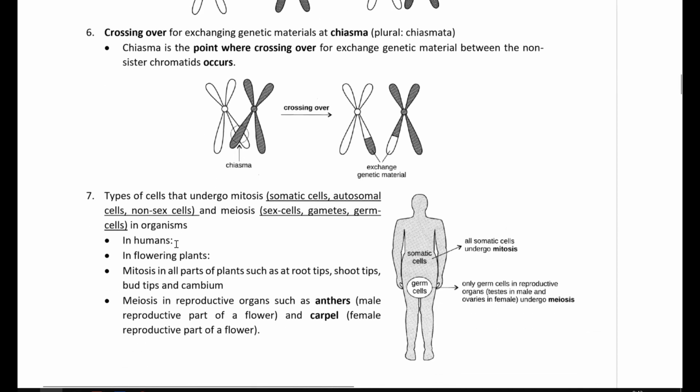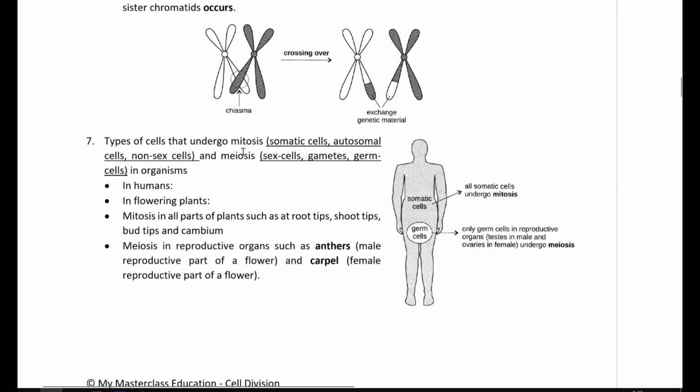Now, the types of cells that undergo mitosis or meiosis. Mitosis is for non-sex cells, so somatic cells, autosomal cells. Meiosis, on the other hand, is for sex cells only, so gametes, also known as germ cells. One thing here: it can be named different ways, but it is good to see the different terms over here.